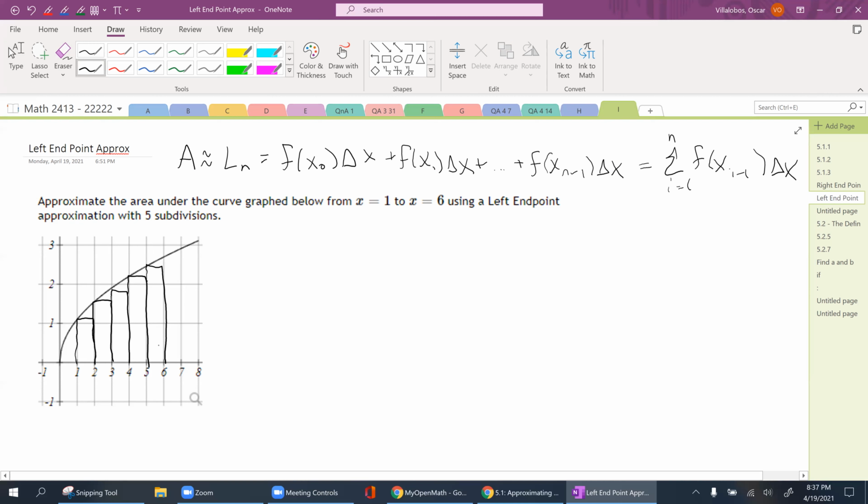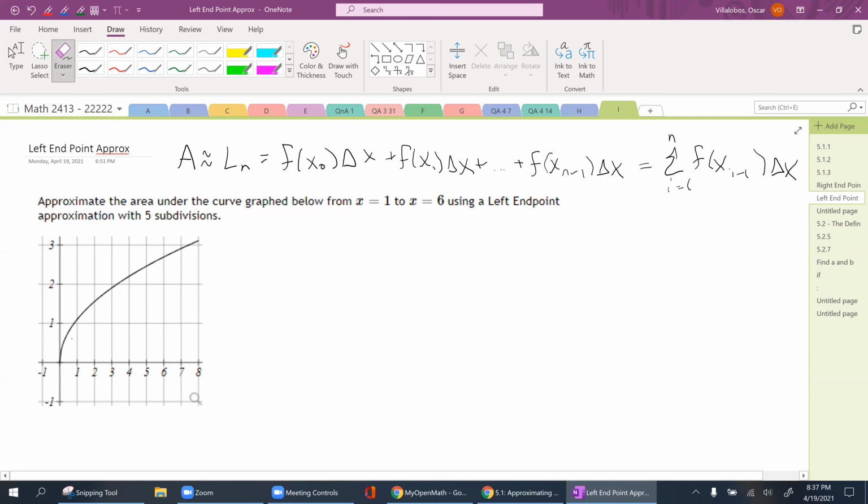You'd notice that these rectangles are under my curve, meaning there's some stuff that's not going to be included. So in other words, this is going to be a lower estimate. Let's just say if the answer for this was 5, my answer is probably going to be like 4.7, 4.8.